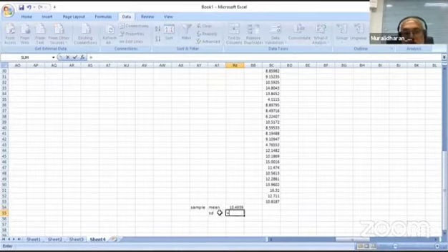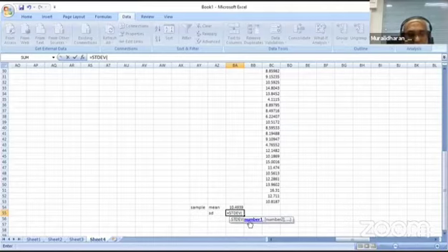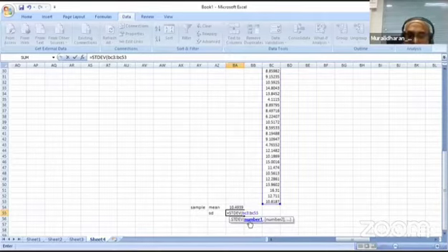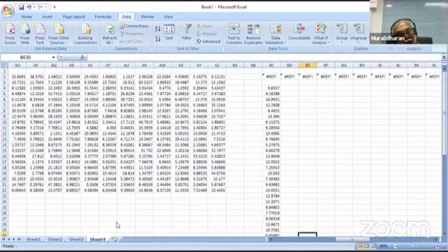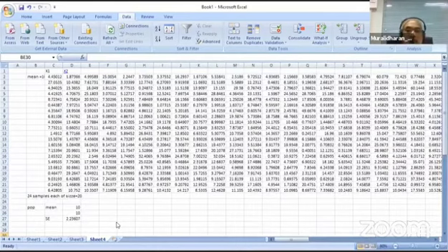So 10.4. Let us compute the standard deviation also. STD of the same thing, BC3 to BC53. Okay, this is 2.824. So please note this. This value and the standard error sigma by root n should match. Perfect. So this is the central limit theorem here.